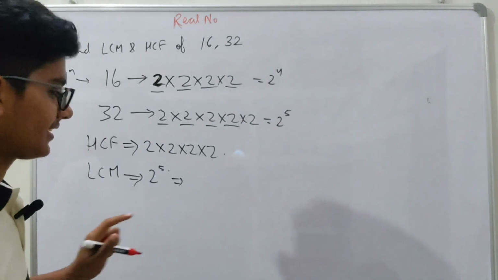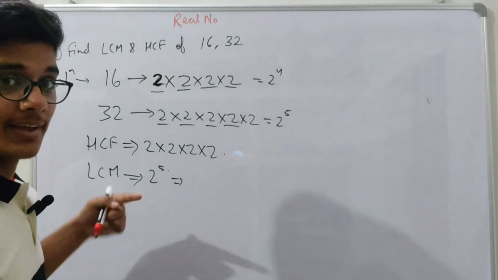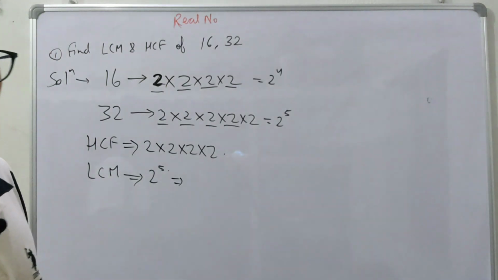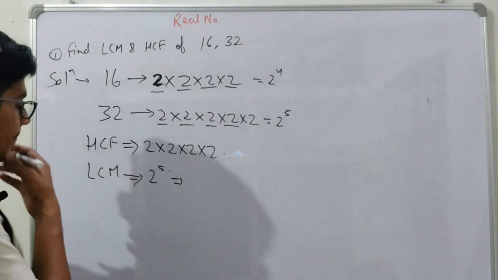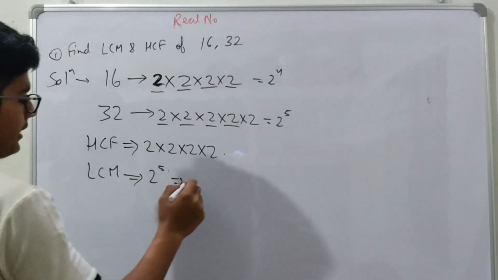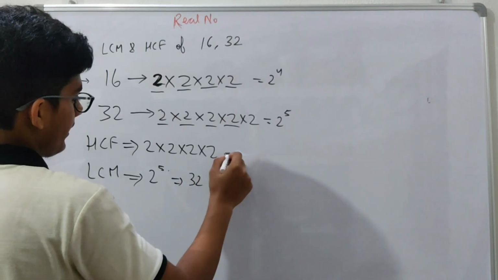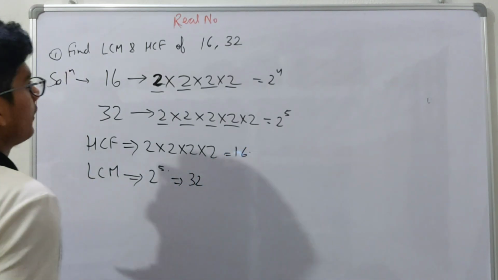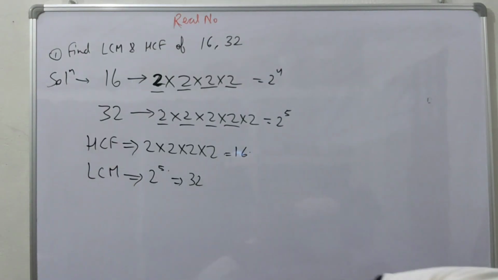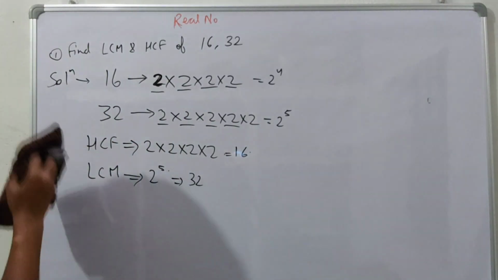I suppose you are clear, but I will make it clearer with some more examples. So 2 to the power 5, here LCM will be 32 and HCF will be 16. So let me take another example.